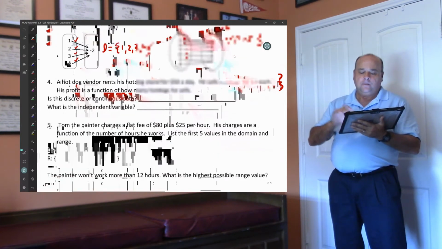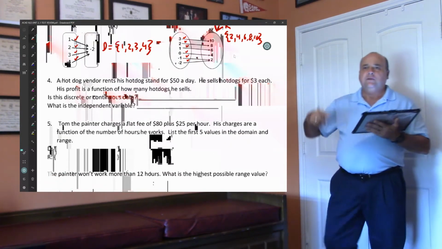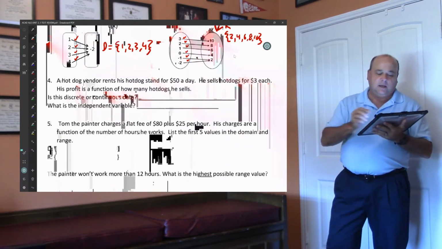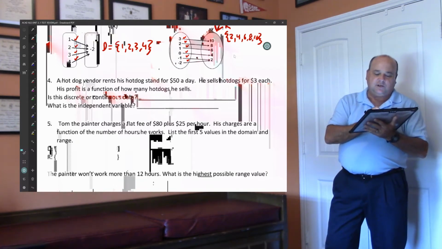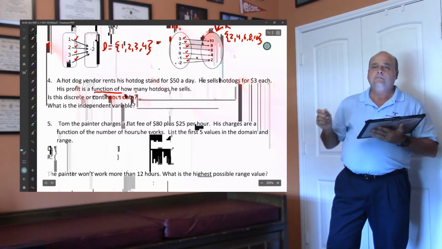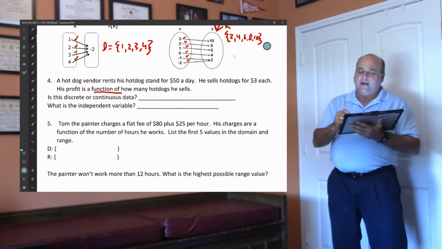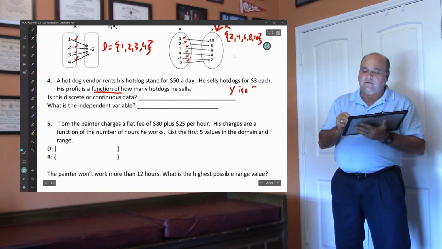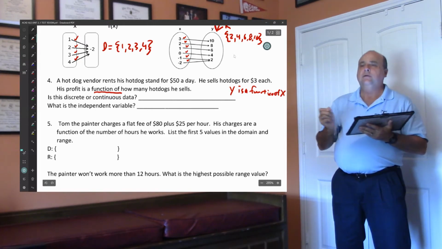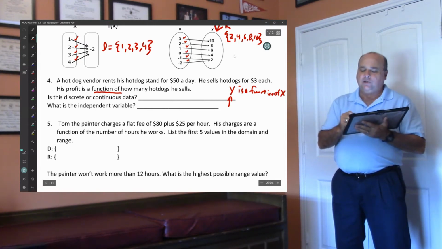Okay. Now then, let's go to number 4. This is going to be a gx plus s, okay? His profit is a function of, underline function of. This is important right here. Write down y is a function of x. And remember, your y is your range. Your x is your domain. This would be your dependent variable. Please write this down. This would be your independent variable.